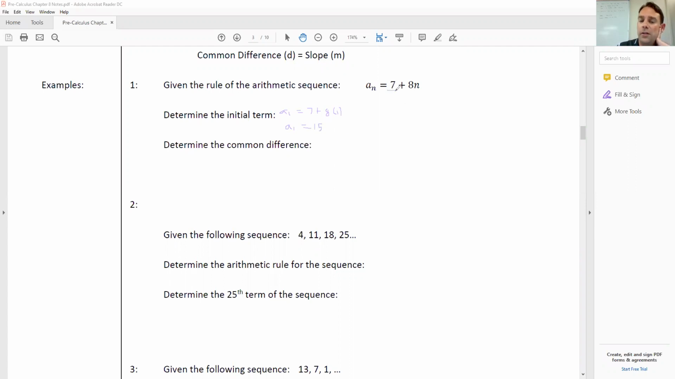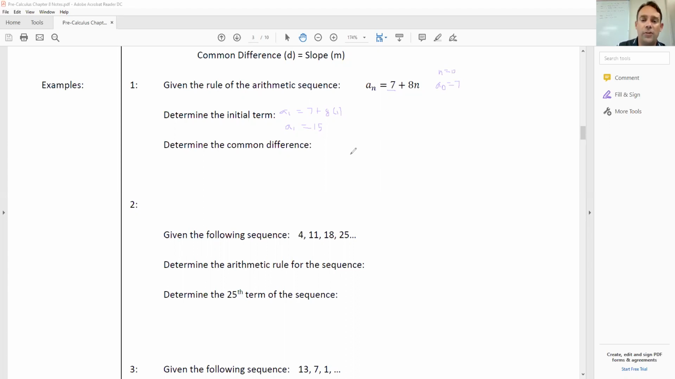Notice, it's not 7. That's the 0th term, if you wanted to look at it. When n equals 0, that's the 0th term, which is the idea of a y-intercept, because x is 0 for a y-intercept. We're not dealing with a 0 term. Initial term is the first term.